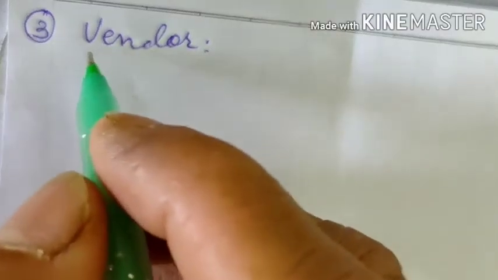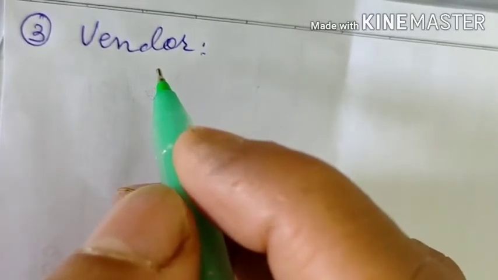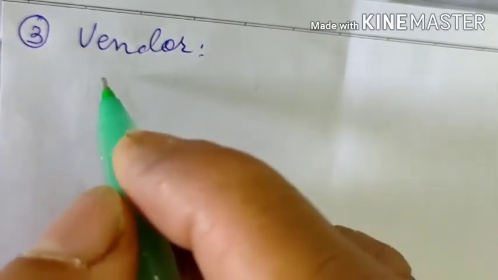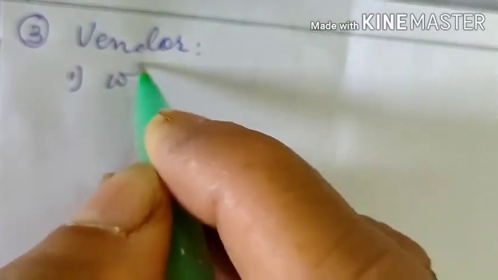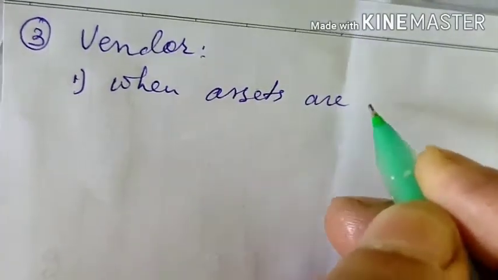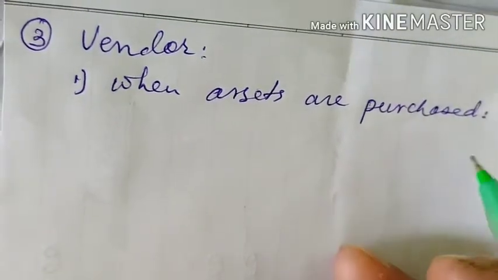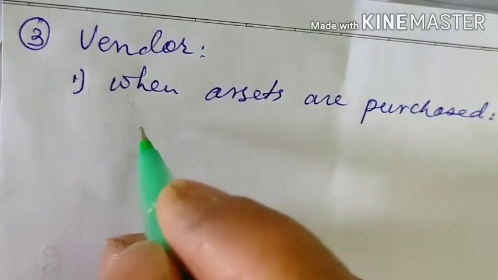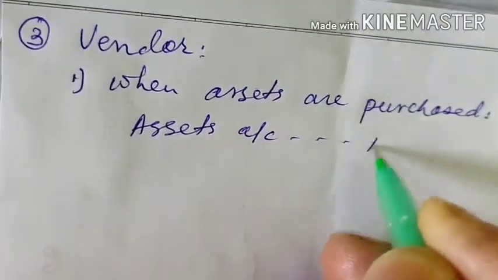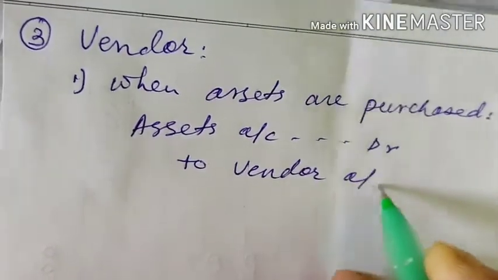Now issue of debentures to vendor. Debentures can be issued to vendor against purchase of assets or business. So number one, when assets are purchased. Asset is coming, so asset will be debited. So here you have assets account debit to vendor account.